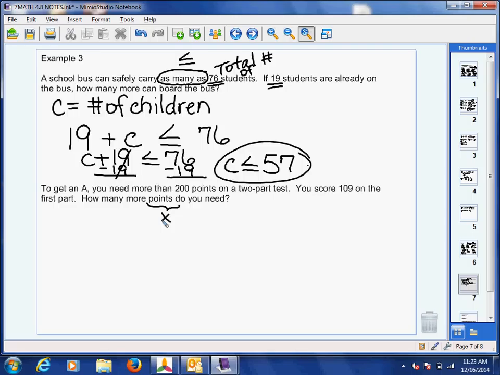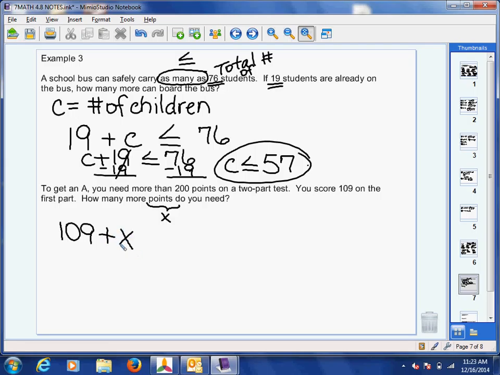Now, the idea is we have 2-part tests. There's part 1 and part 2. You put them all together, and that's your total score. 109 plus X. So where did the 109 come from? That's the first part of the test. Plus X. Then I need to add the second part of the test.